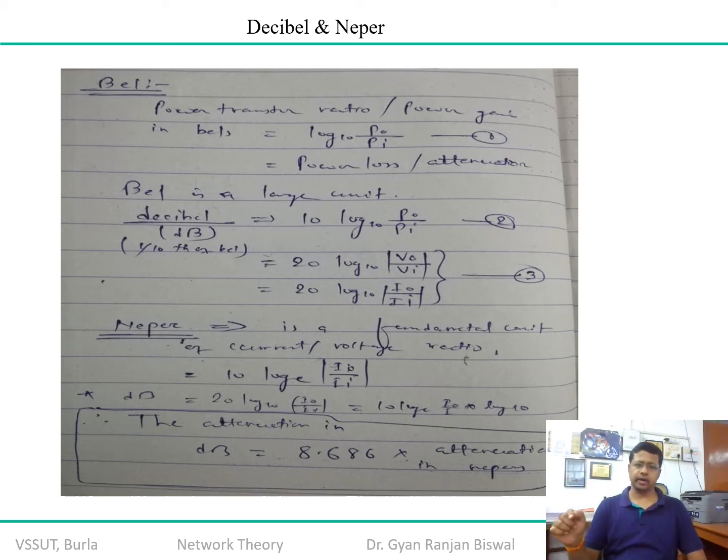So, if the power scale has a factor of 10, what about the voltage scale or current scale? It is the square of that value, so multiply by 2: 20 log base 10 of V naught by V I, or I naught by I. That's how you can calculate. And what is the Napier? It is basically the natural log, with base E rather than base 10. So, the attenuation in decibels is 8.686 times the attenuation in Napier. It doesn't matter what scale you are referring to; the most popular one is decibels.